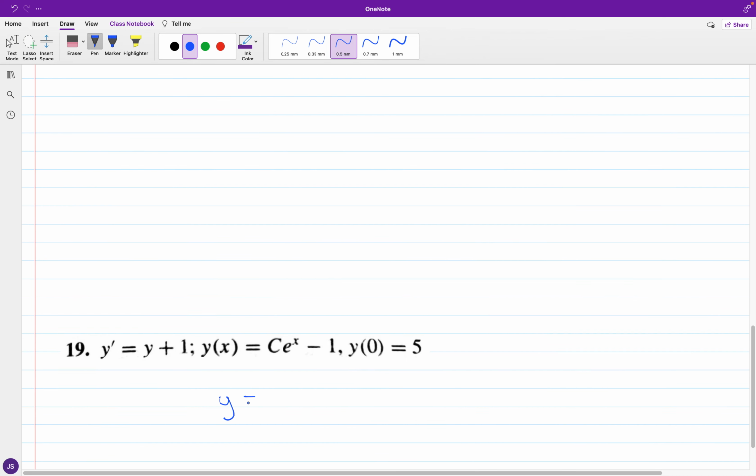So for y, we have c times e to the x minus 1. And we have y prime. If I take the first order derivative of y, that's just going to be c times e to the x, and negative 1 goes out.